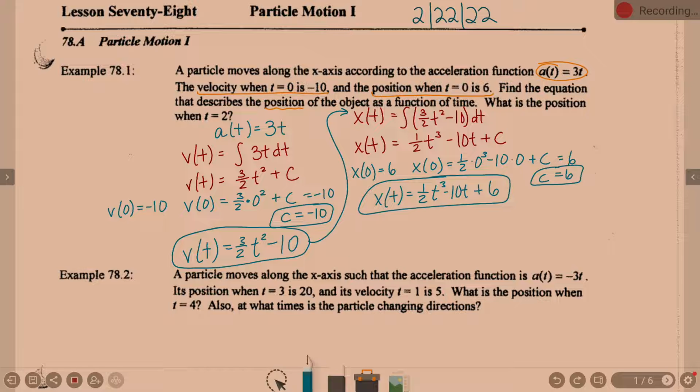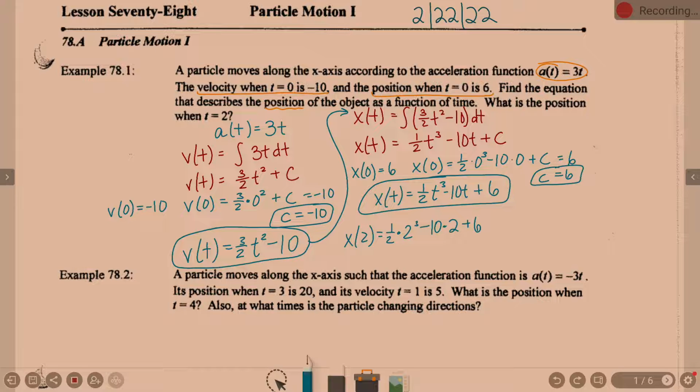So what were we being asked to do? Find the equation that describes the position of the object as a function of time. Check. What is the position when t equals 2? How do I find the position when t equals 2? Yeah, we're going to plug in the 2. So x of 2 is 1/2 times 2 to the third minus 10 times 2 plus 6.